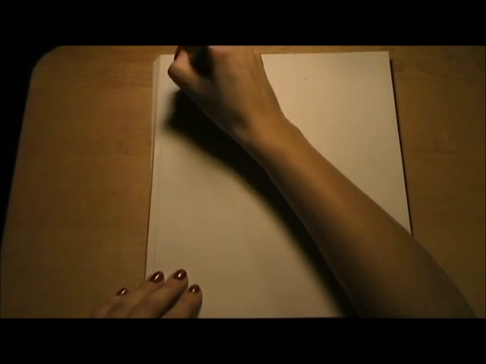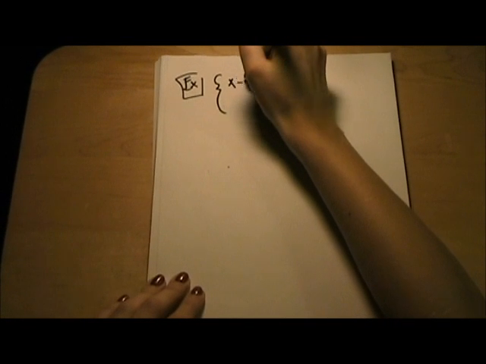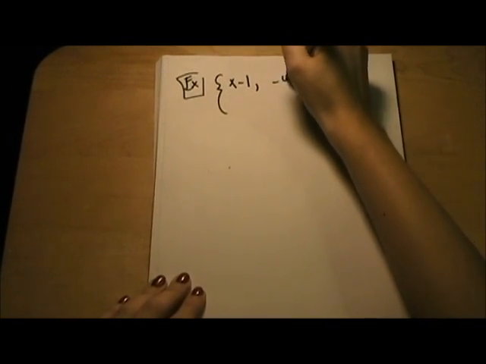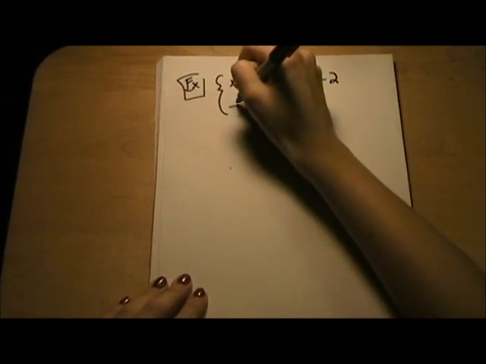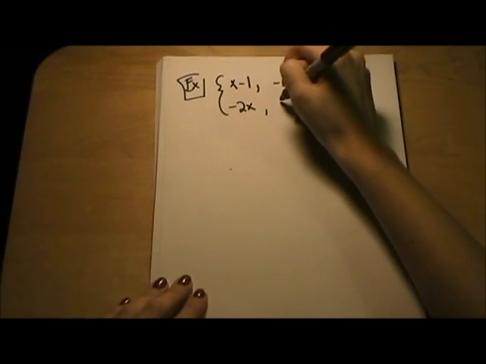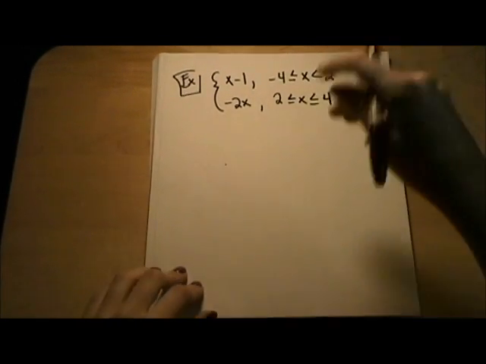Another example for graphing, x minus 1 for negative 4 less than or equal to x less than 2. Negative 2x for 2 less than or equal to x less than or equal to 4.